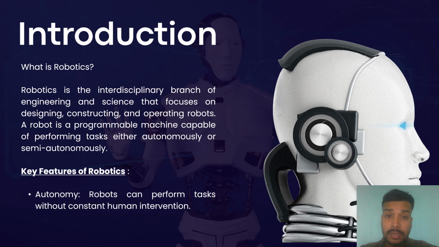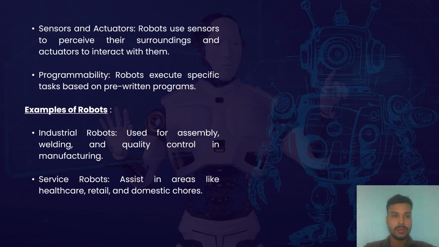Let's move on to the next key feature, which is sensors and actuators. Robots use sensors to perceive their surroundings, meaning sensors are used to take data from the outside environment. And what is an actuator? An actuator is like a mini device which interacts with the data taken by the sensors.